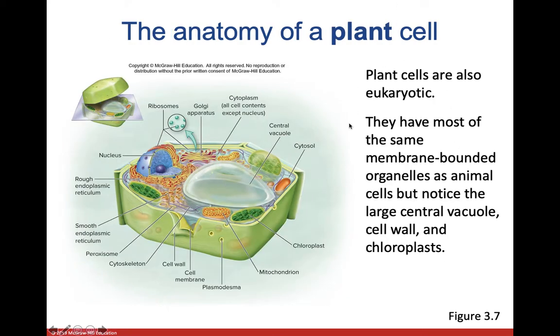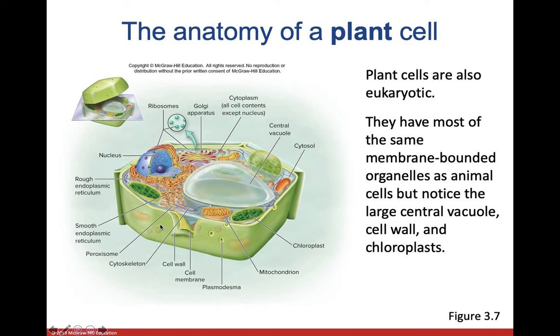Now, plant cells, as I mentioned, are also eukaryotes, and they have most of the same membrane-bound organelles that animal cells do, but they have a couple of different ones. One of the big ones that you'll probably notice is this thing right here called a central vacuole. This is where the plant is going to store water. Water is way more important to plants than it is to humans. This is how they stay upright. They don't have bones, so they essentially just suck up a lot of water, which makes their cells stay really rigid. This is where they're going to store all that water.